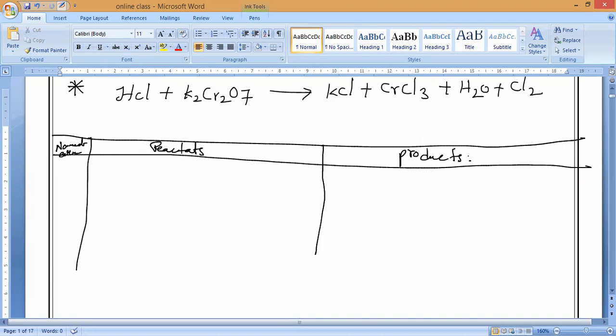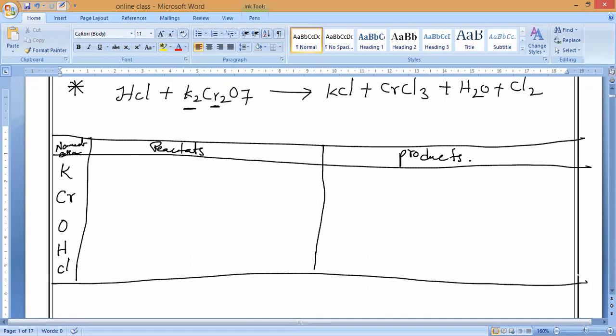Now first we start with potassium. The first element is potassium, the second is chromium, the third is oxygen, the fourth is hydrogen, and the last element is chlorine. Clear, everybody? Please respond. So we have just rearranged the things. That's all. Now, first step.